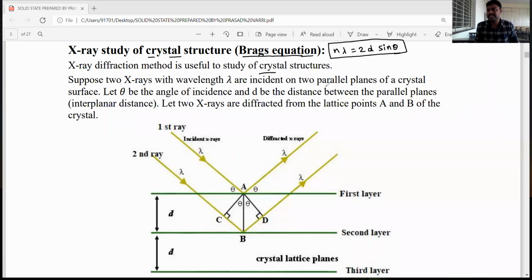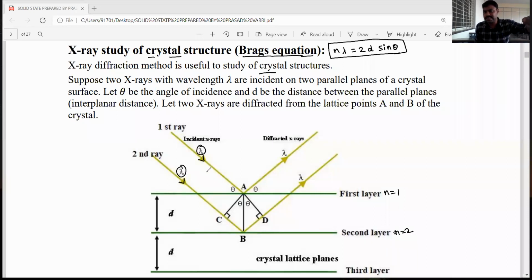Crystalline solids have atoms arranged in planar structures, plane 1, plane 2, like that. Whenever X-rays are incident on the planes of the crystal, here I am introducing two X-rays. Incident on the first plane, n equals 1, and the second plane, n equals 2. Their wavelength is the same, lambda.